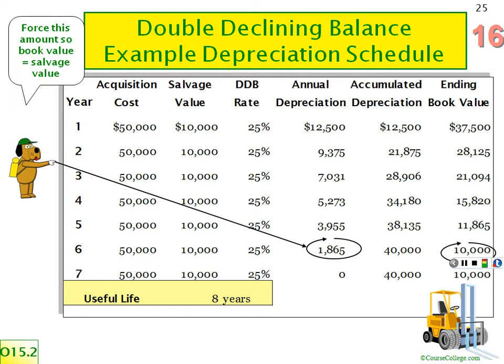So where did they get 1,865? It's just the difference between these two numbers. Give me a little bit more depreciation to get me down from my $11,865 book value to the $10,000 I'm after, because I know that if I multiply by 25% like I have been, I'm going to force it too low. So that's how it's done. You just fix it at the end.